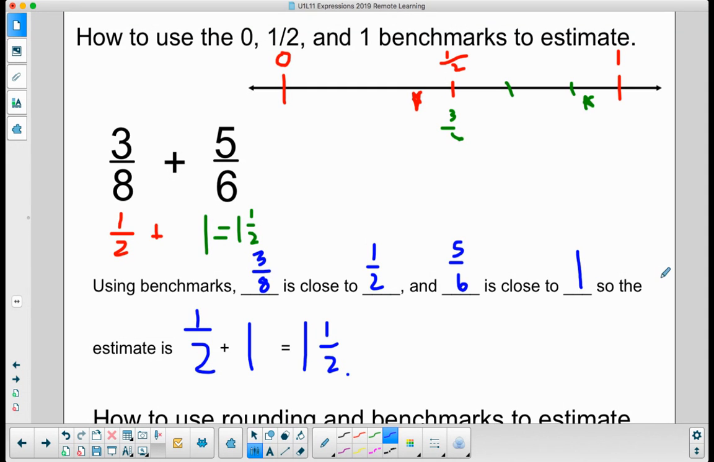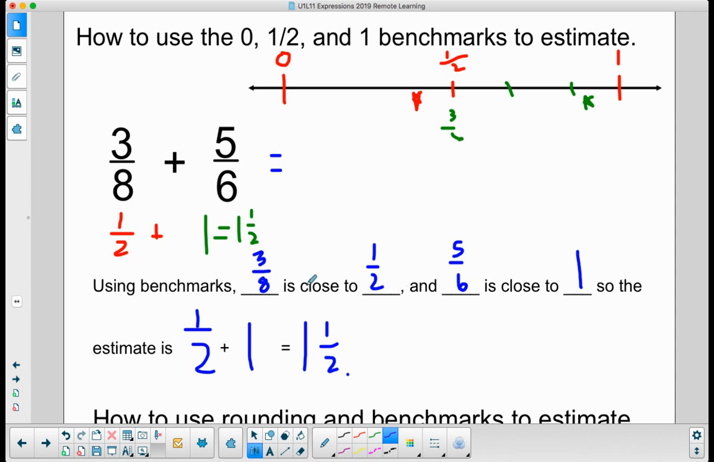And this is what I would ask students to say every single time. Using the benchmarks, whatever my first fraction is close to, whichever benchmark, and whatever your second fraction is close to, whichever benchmark, and then show your estimate. Now, let's just see how we would use this.